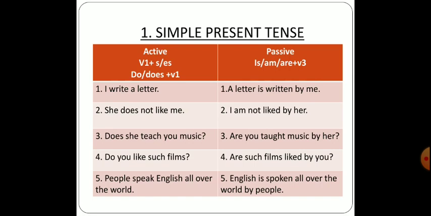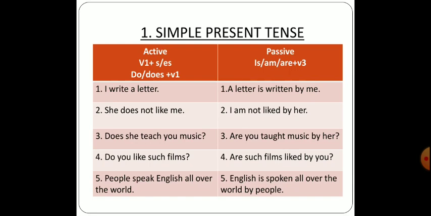Now in active form, the verb's first form or main form is used, either in singular form or in plural form. Do, does could be there with the verb's first form. And when we change it into passive form, you will be using am, is, are plus the verb's third form, meaning the past participle.